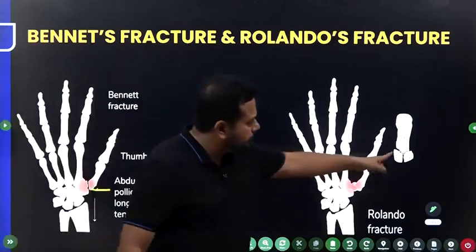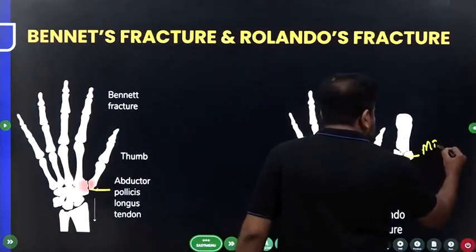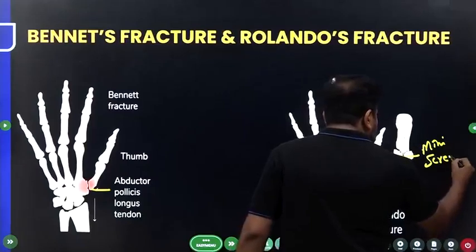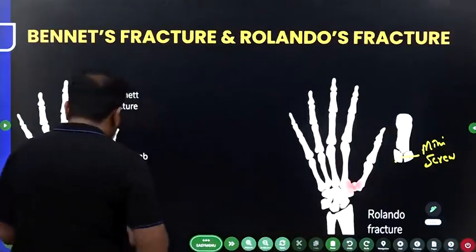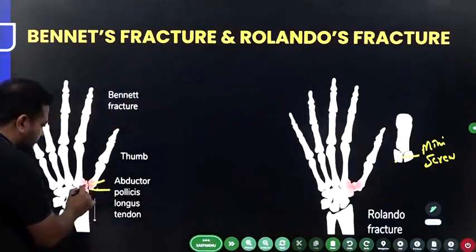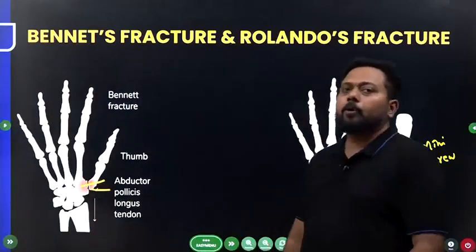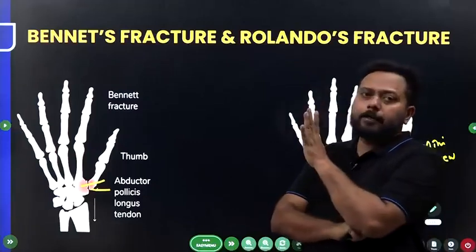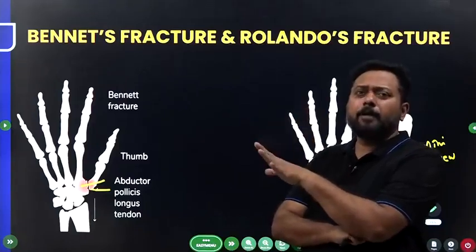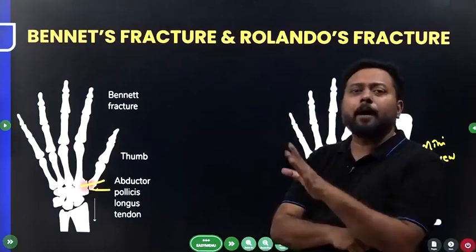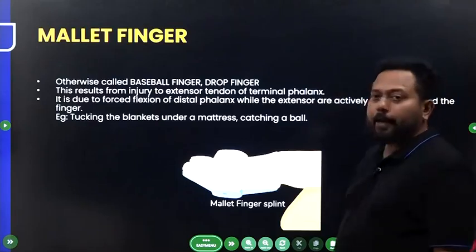Again the same thing, in Rolando it is in multiple fragments, intra-articular, so it is fixed with a mini screw. Treatment of choice for Rolando is mini screw. Treatment of choice for Bennett fracture is open reduction internal fixation with K-wires. Okay, so this is about Bennett and Rolando. Several times a repeat question in Bennett is, what is the hindrance? What is the main problem of Bennett? Because one fragment is constantly pulled by the abductor pollicis longus tendon. Okay, yes.